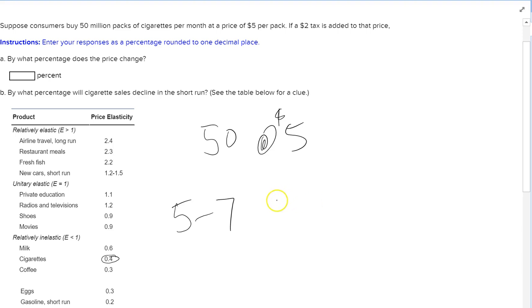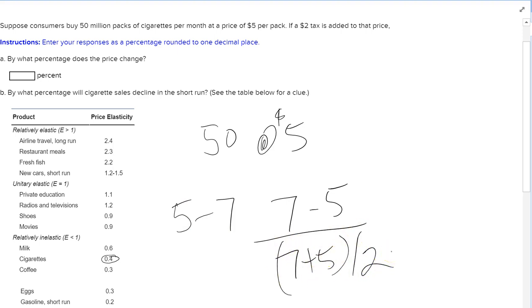We're going to go 7 minus 5, right? The new price minus the old price over the average. So we're going to add 7 and 5 divided by 2. And so from there, it's pretty easy to turn that into a percentage change using this midpoint formula. So the answer that goes there is simply that calculation from this.